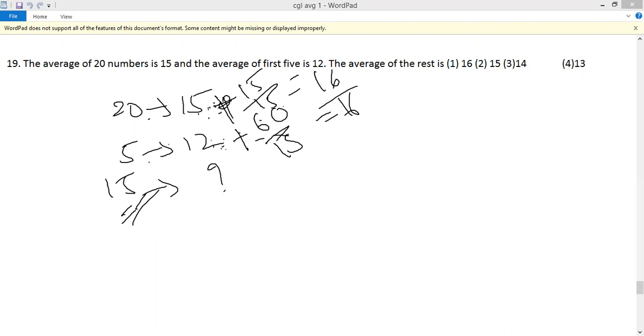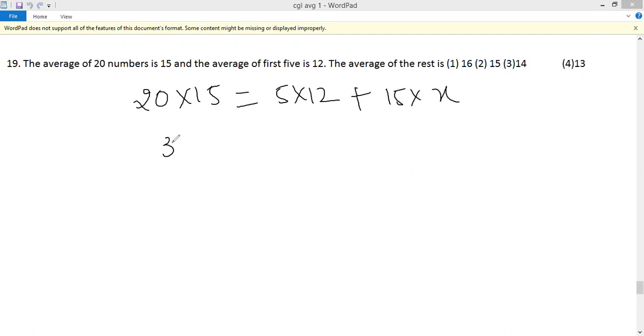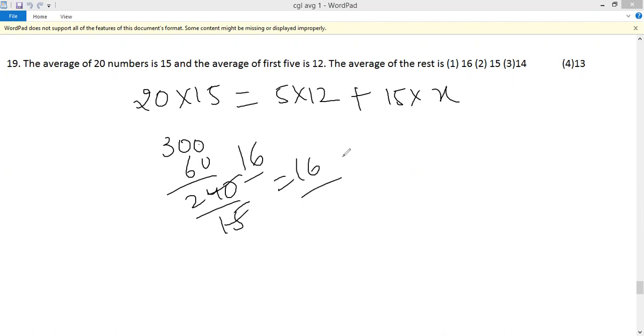In a general way you can do it like this. The total of 20 numbers is 20 into 15, that is 300. The first 5 numbers total 5 into 12, that is 60. The average of the rest is 15 into x. 300 minus 60 is 240. 240 divided by 15 is 16. Right. You can do it like this also.